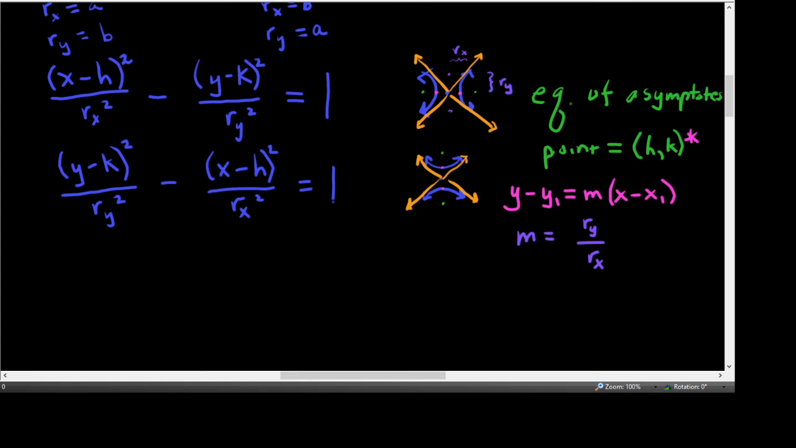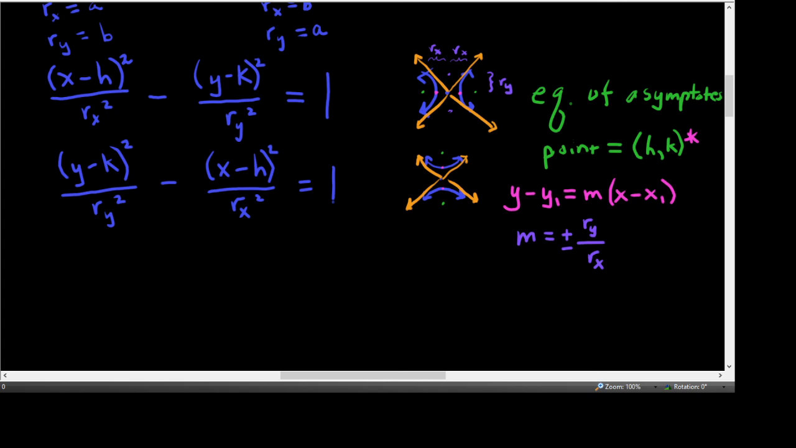Now for the other one, we're going to go the same distance, but this time we'll move r sub x to the left. So what that's going to do is give us a negative slope. Same value, same rise, same run, but just the opposite direction. So the slopes of the two asymptotes are plus or minus r sub y over r sub x.